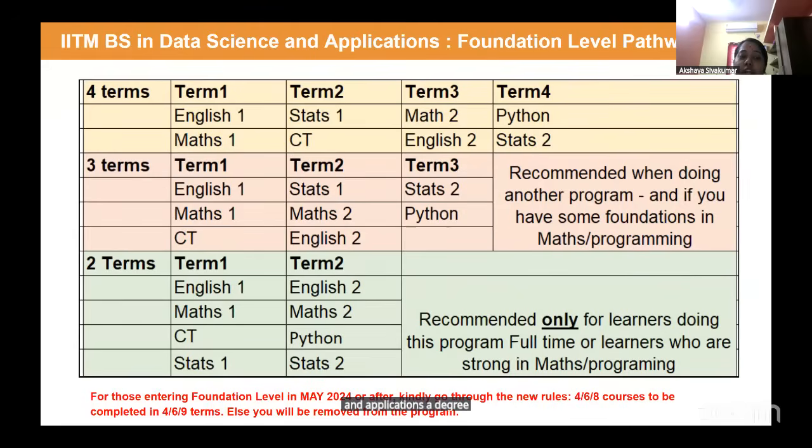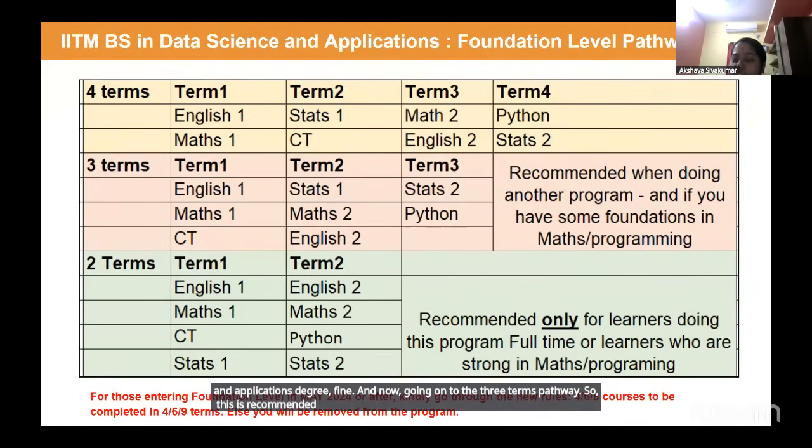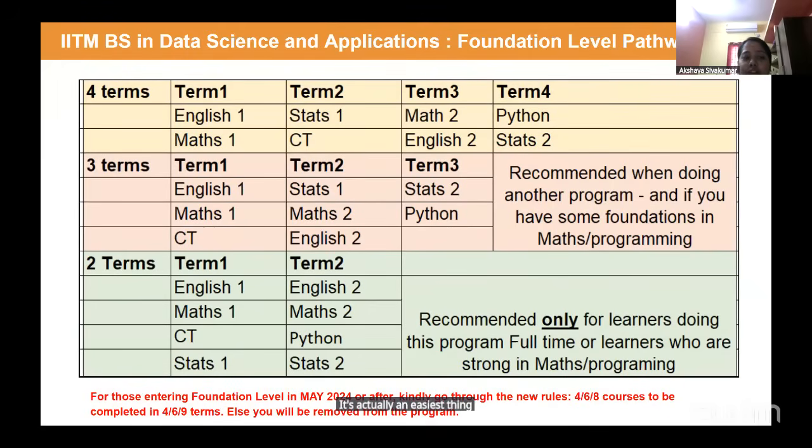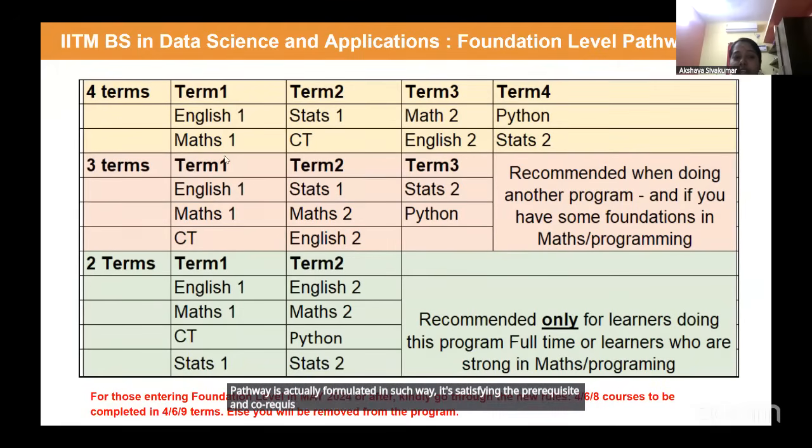Fine. Now going on to the 3 terms pathway. This is recommended for students who are in a dual degree. It's actually an easier pathway that they can also take. The 3 terms pathway is formulated in such a way that it satisfies the prerequisite and co-requisite conditions. In term one, you can take English one, maths one, and CT. In term two, you can take stats one and maths two. Why? Because maths one is already completed in term one. And English two, because English one is already covered in term one.